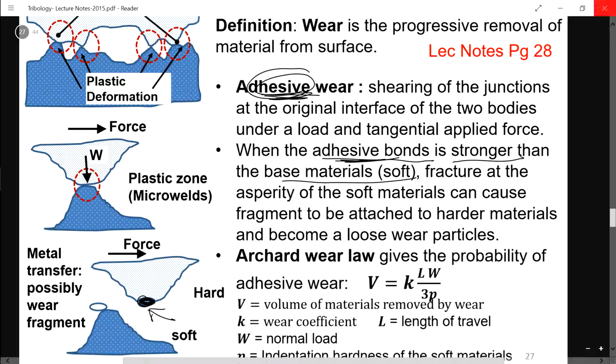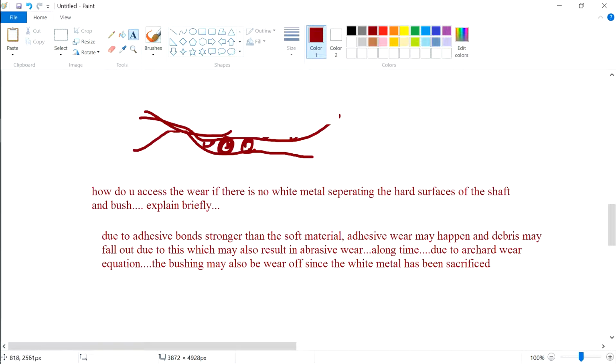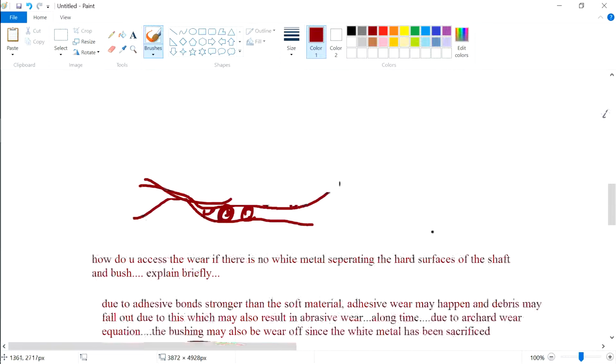What I just said, you write out in your own words. Maybe I should write it out also. Anyway, due to adhesive bonds being stronger than the soft material, adhesive wear may happen and debris may fall out due to this, which may also result in abrasive wear. And over a long time, due to Archard's wear law, because of the volume, the bushing may also wear off since the white metal has been sacrificed.